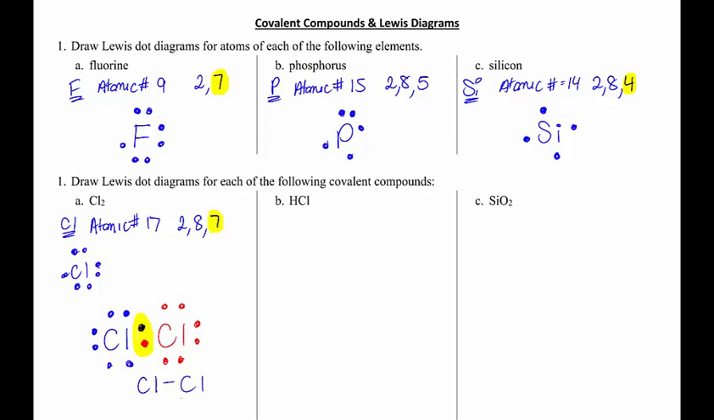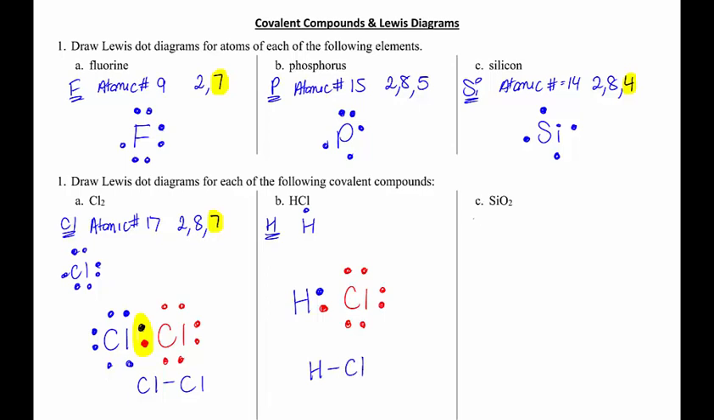Okay, HCl, hydrogen, atomic number is 1, so it's just that. Cl we've already done. So if I have hydrogen with its 1 electron, it's going to join with chlorine, its isolated one in the middle to share with hydrogen, and then its other 6. Okay, so that would be, in terms of bonding, HCl.